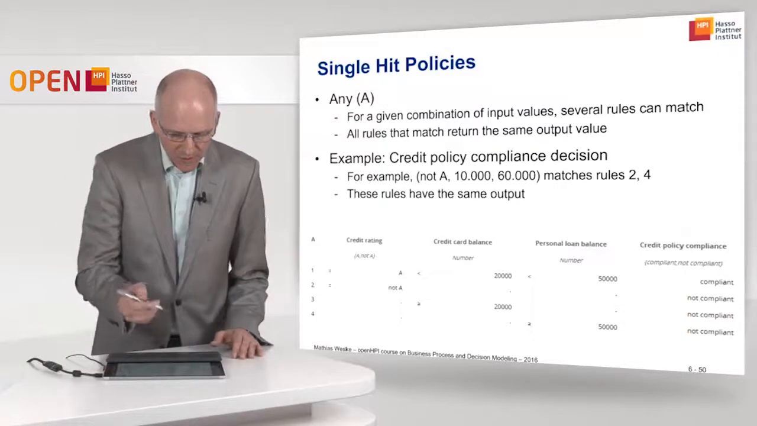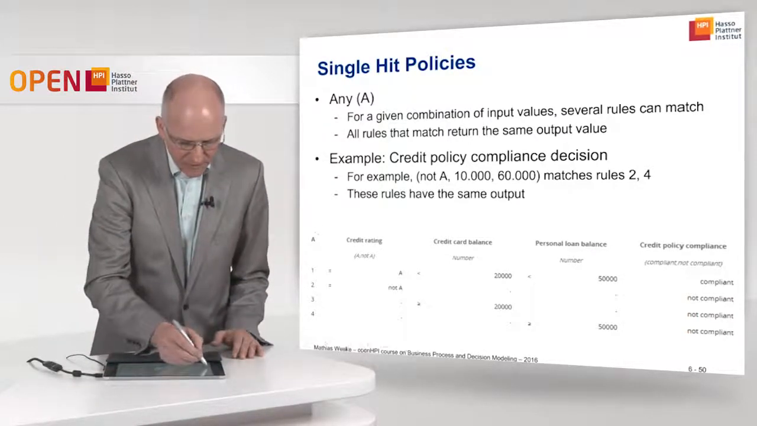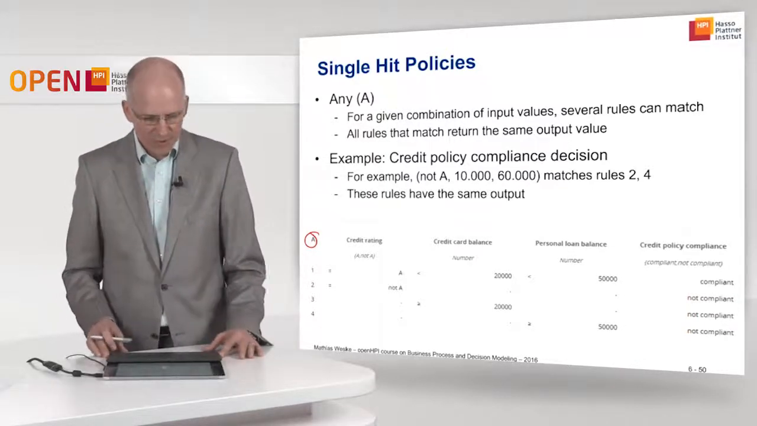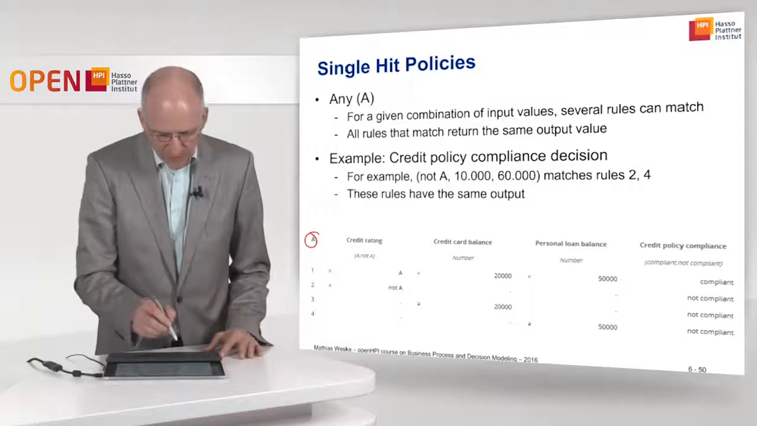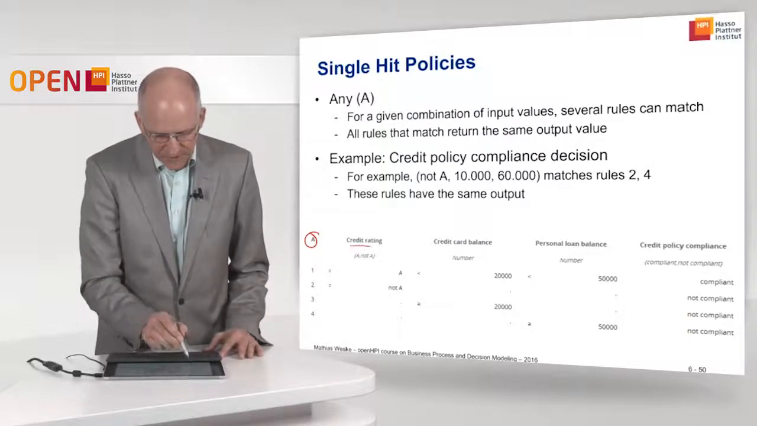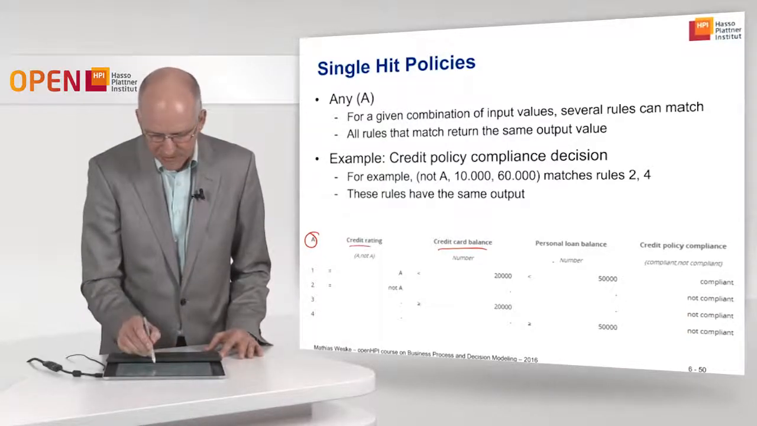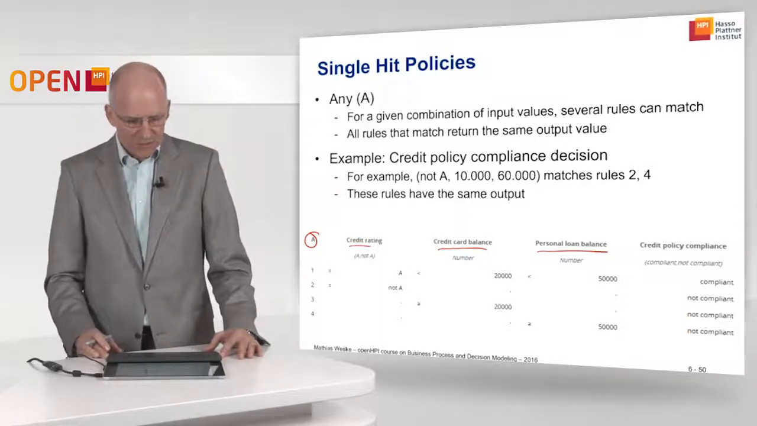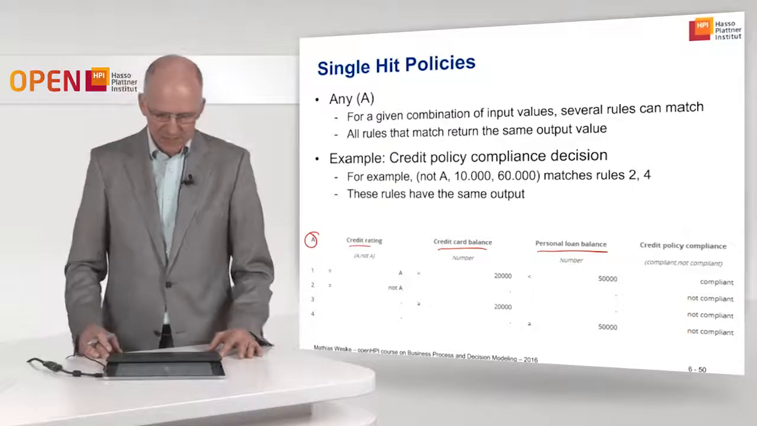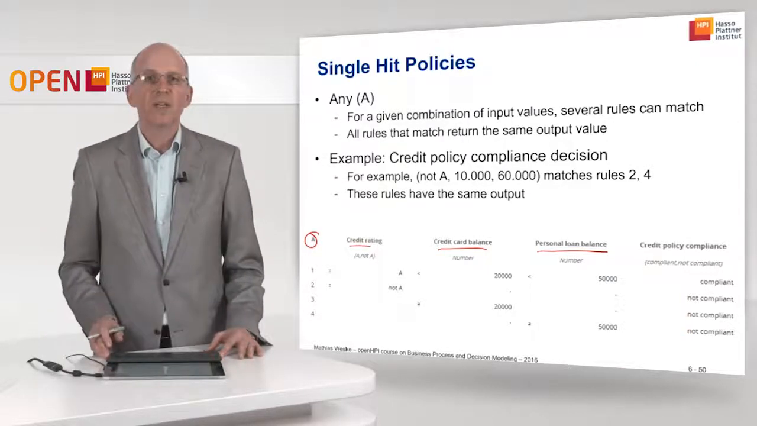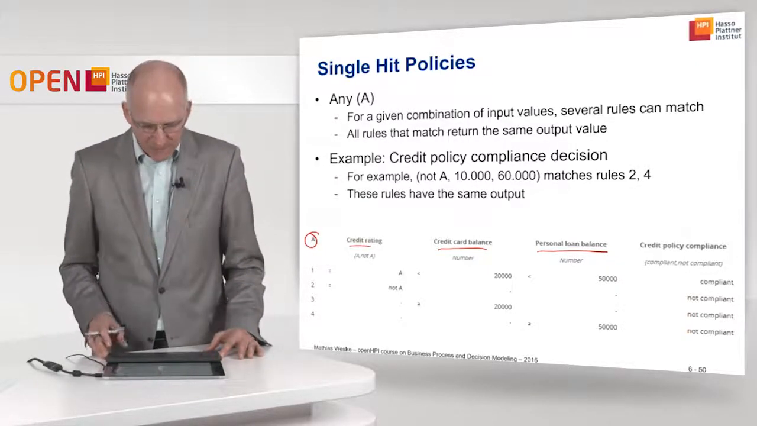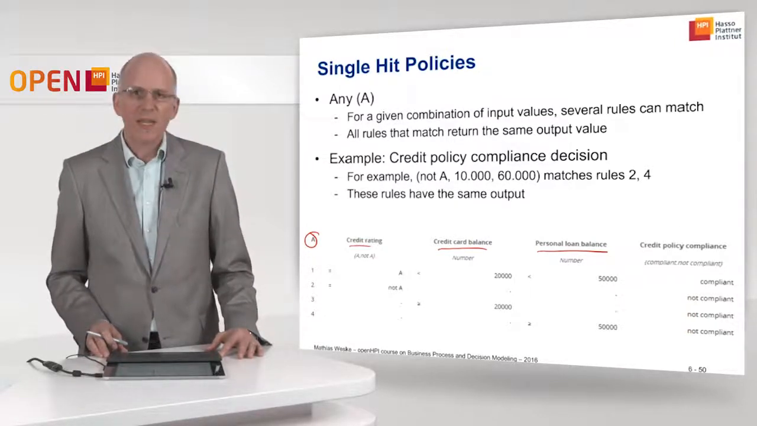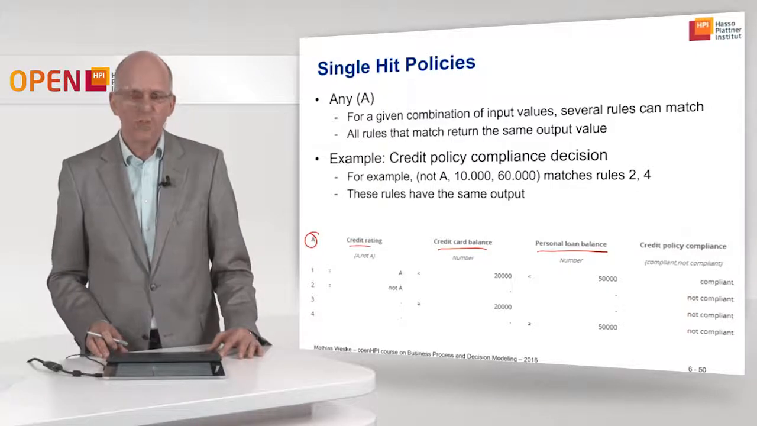And here we first of all have, in the upper left corner, the A, indicating the any single hit policy. Then we have inputs for the credit rating, for the credit card balance, and for a personal loan balance. And we can investigate the rules that are specified here in this decision table. And we find that some input combinations actually match several rules.